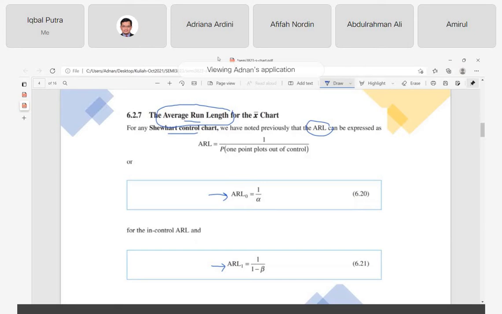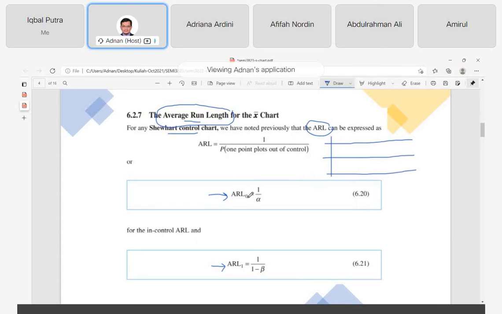Sorry. So I said just now that for the performance measure, we have average run length. So what does average run length mean? If you have a control chart, let's say the process is stable. ARL0 is for a stable process. Remember that ARL0 is a measure for a stable process, meaning that the process has no problem.